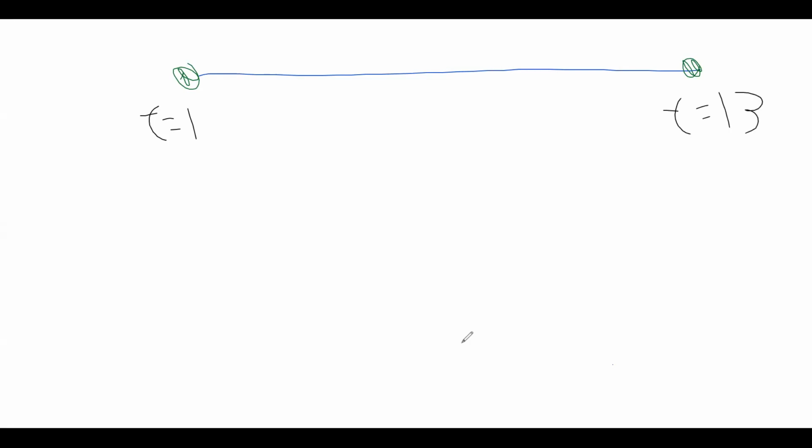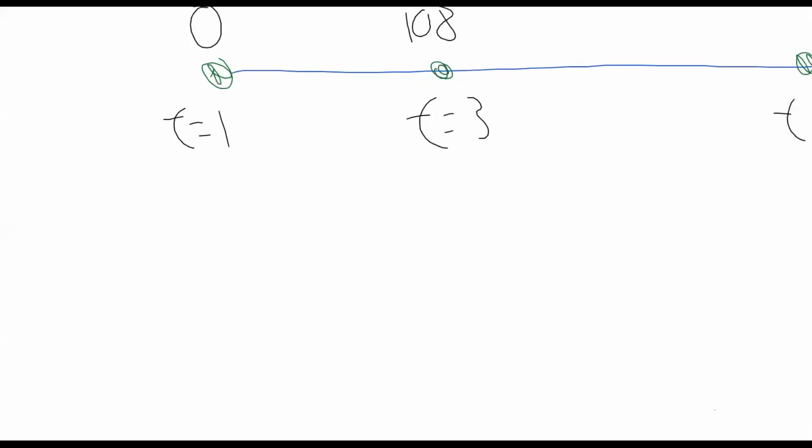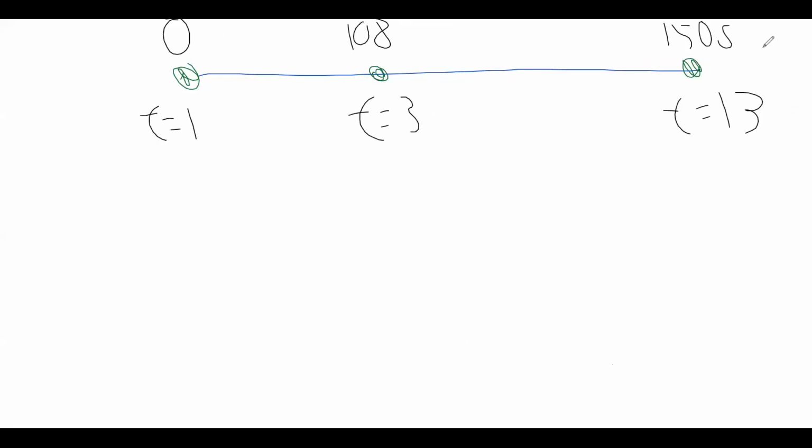We saw that at t equals 3 here, we're at 108 feet. So at t equals 3, we're at 108. At 0, we were at 0. At 13 seconds, we were at 1508 feet. Okay, and then we saw after 5 seconds, we had moved back to 100 feet.